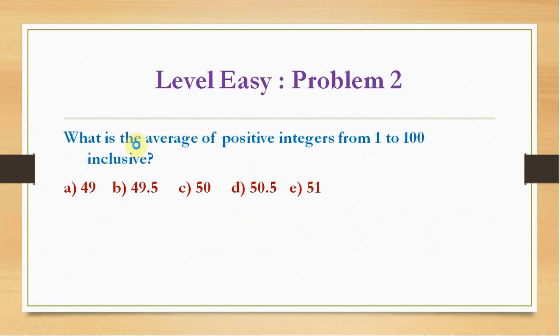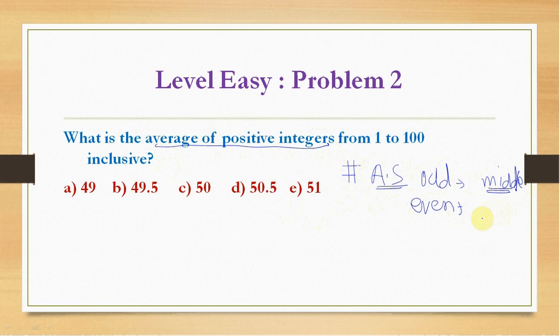Now let us go to question 2. In question 2, we have to find the average of the positive integers from 1 to 100. So one key idea will be useful here. In case of arithmetic series, if there are odd number of observations, the middle number will be the average. And if there are even number of observations, the average is simply the average of first number and last number.